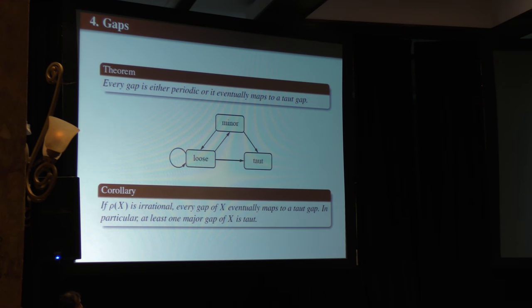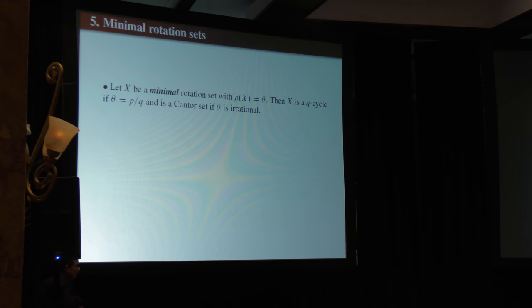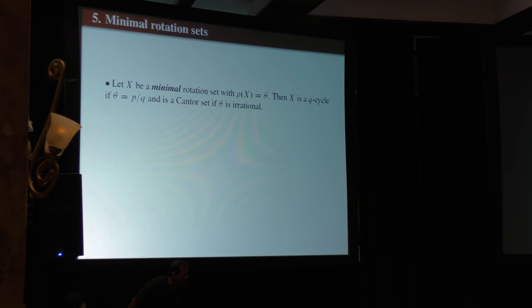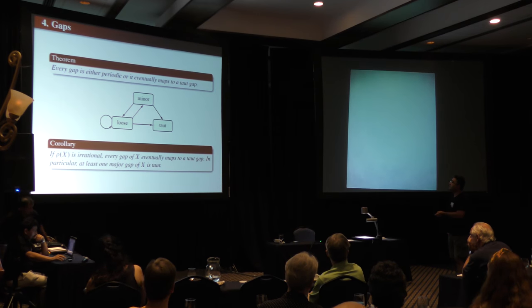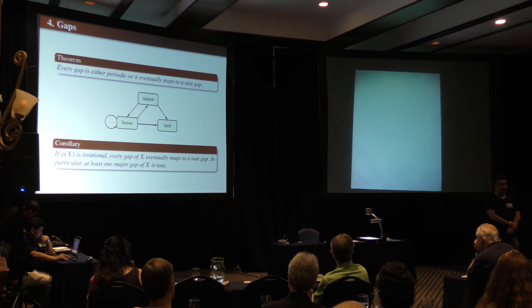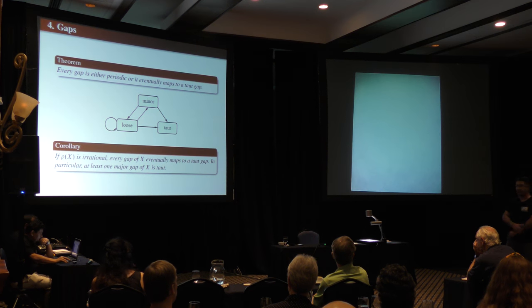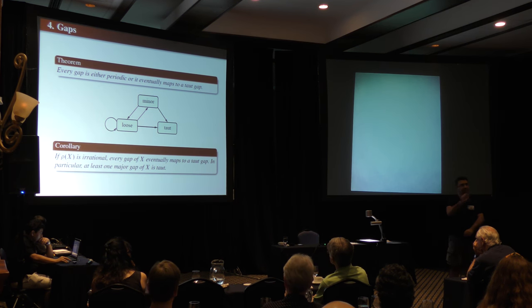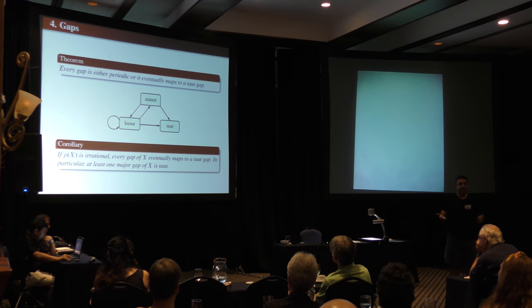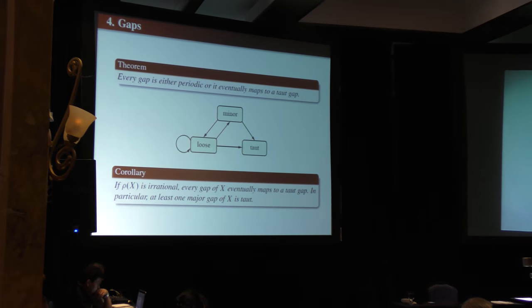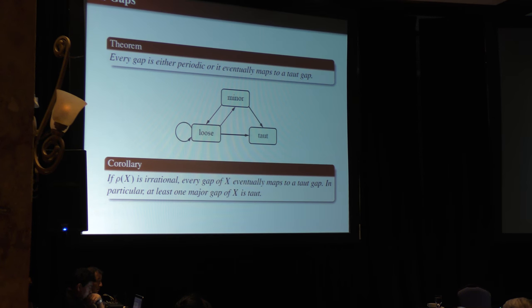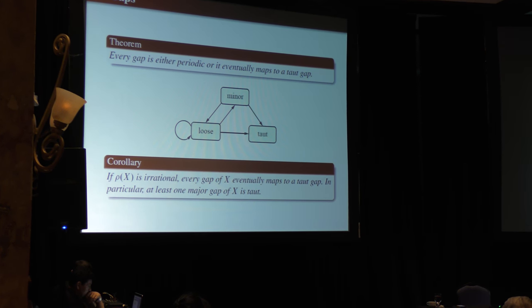And an immediate corollary is that if you have an irrational rotation set, namely a rotation set whose rotation number is irrational, then when you pick any gap and keep iterating it under the monotone extension, eventually I should hit a taut gap. And then after that, the next iterate is a point, because there can't be any periodic gap in an irrational rotation set. The endpoints would be periodic ones. So in particular, at least one major gap of any irrational rotation set must be taut. And that is in contrast with rational ones.